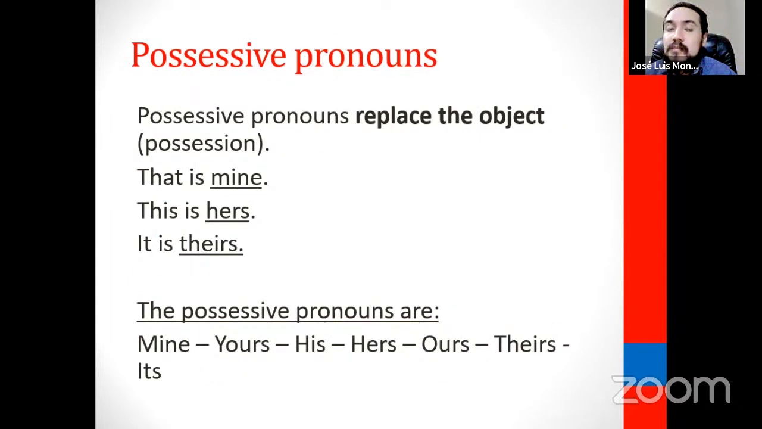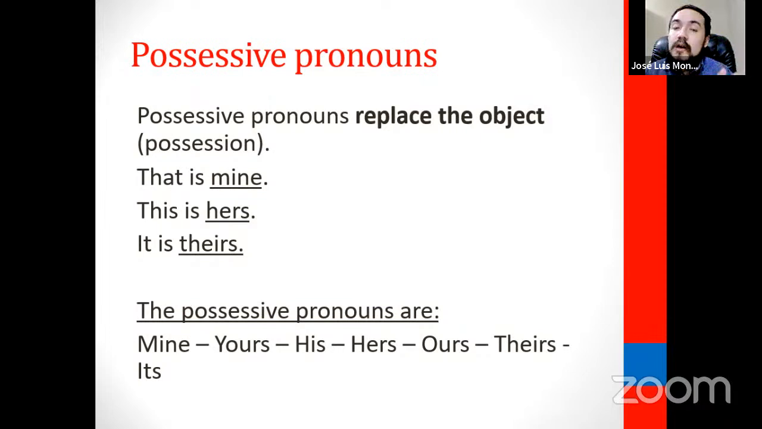Possessive pronouns. Possessive pronouns replace the object, all right? That is mine. We replace the pencil. We replace any object afterwards. This is hers, theirs. Okay, it's not plural or singular. No, it's anything. It's just replacing an object that can be singular, plural, countable, uncountable. It is mine. It depends actually what's before, right? Mine is not going to change, but what is before is going to be different.